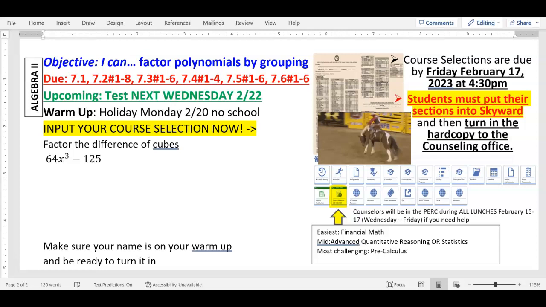Be honest, who has not selected their course selection in Skyward? Thought you already went through this. Okay, who has not done it? Thank you. So if you want some help today in the PERT, counselors can help you out. Definitely turn in this form if you haven't. And remember, the easiest one is financial math. Mid-level is AQR and statistics. And the most challenging one would be pre-cal, but I think y'all can do it. Get off your phones, you can do it.